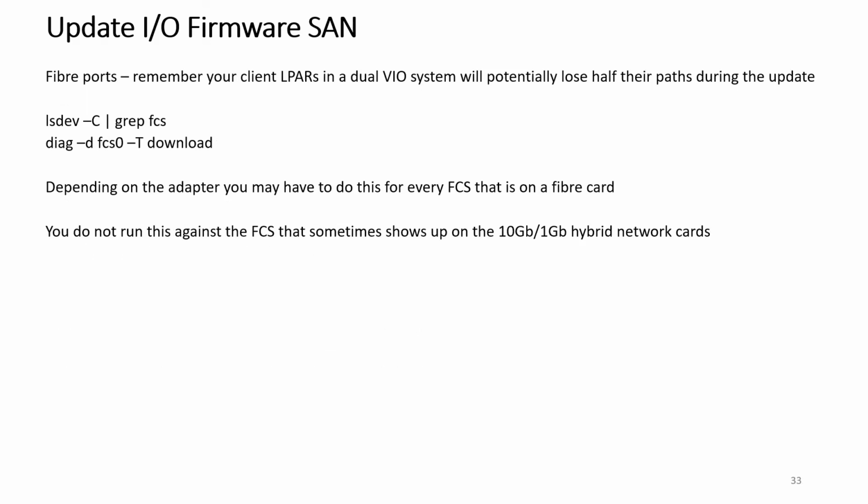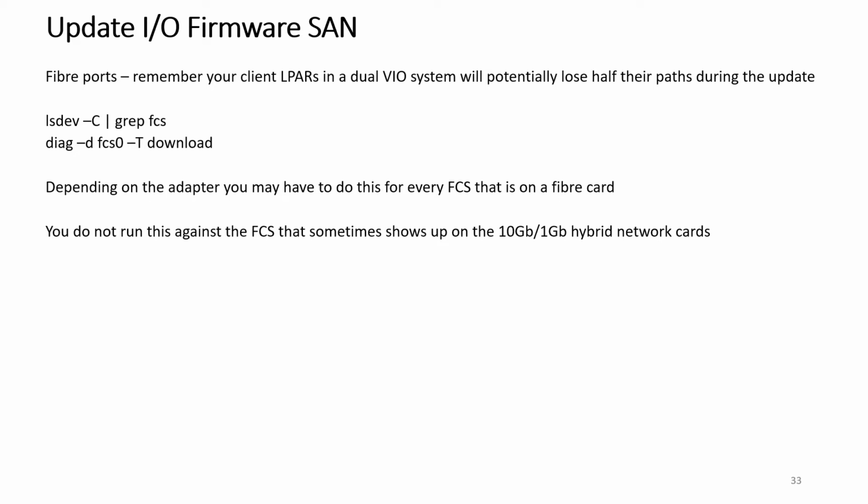So here's an example where I'm changing fiber adapters. So I run the diag -d fcs0 command, and it will go and it will give me a selection from /etc/microcode of the levels that are there, and I can pick the correct one. Keep in mind that if you're changing fiber ports in a dual VIO server, you'll find that the LPARs that are clients will lose half their paths during the update, because when you put patches on a fiber adapter, it's going to take that adapter down and up.